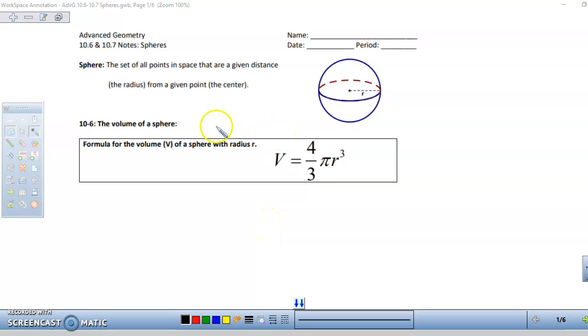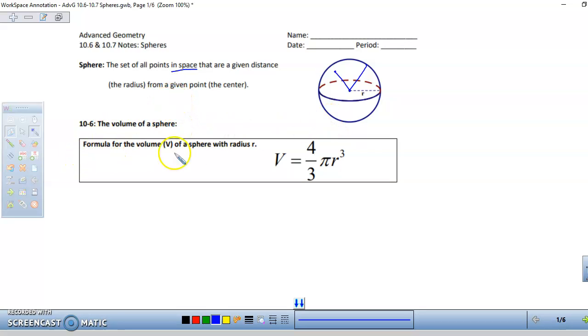Okay, now we're on to spheres. So we're going to do the volume and surface area of a sphere in the same lesson. A sphere is the set of all points in space, going in any direction in space, that are a given distance from a given point. So again, you have that center point and then you have a radius, but this radius can go in any direction. You can imagine it hitting the outside of the sphere.